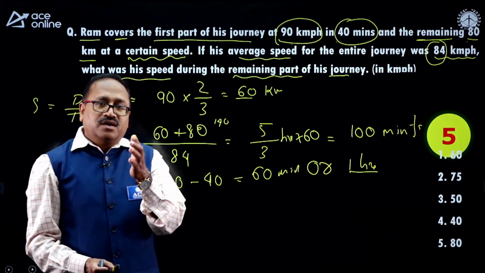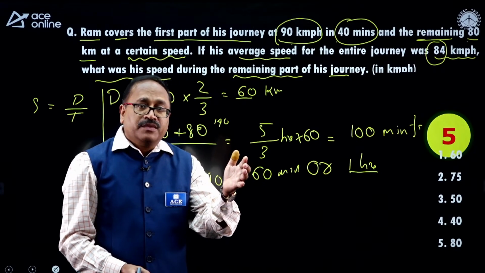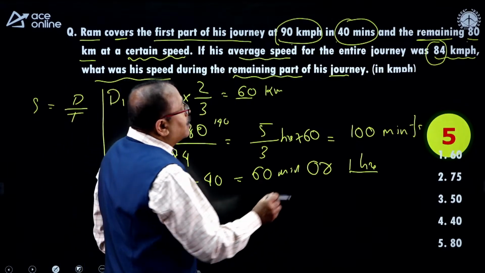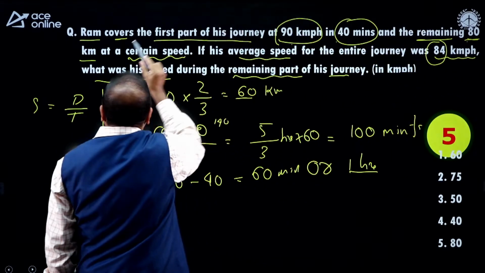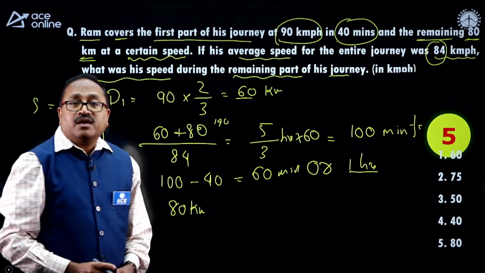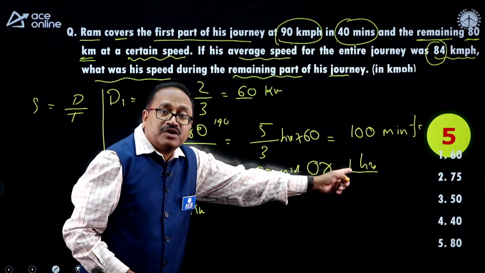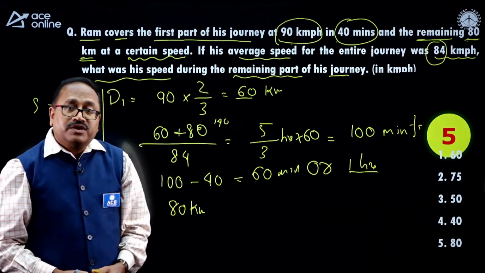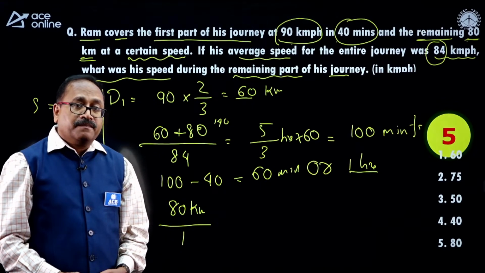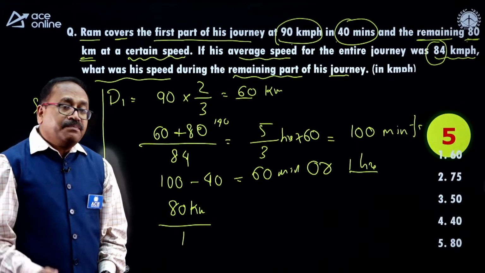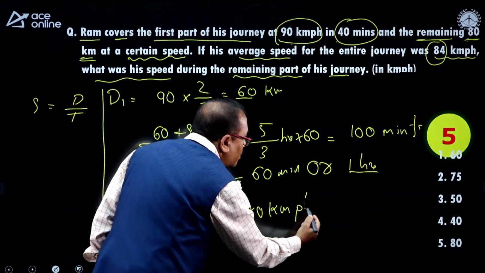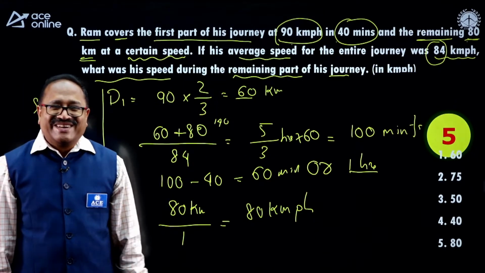What do you mean, 80 kilometer per hour? That means he runs in 1 hour, he runs 80 kilometer. So, here how much is the remaining distance? Remaining distance is 80 kilometer. And how much time did it take to cover 80 kilometer? It took 1 hour. So, distance by time is nothing but your speed. Therefore, the second part speed is 80 kilometer per hour. Option choice 5.